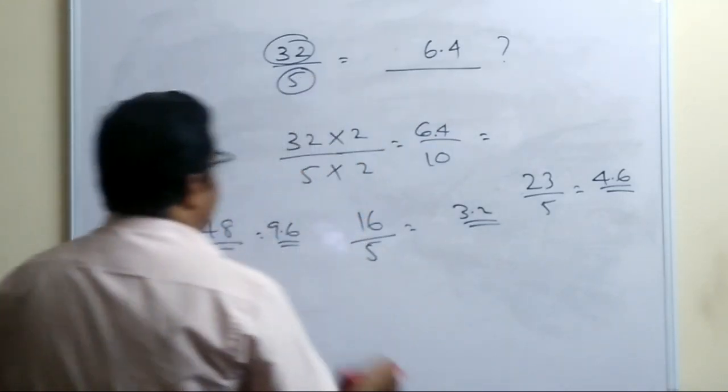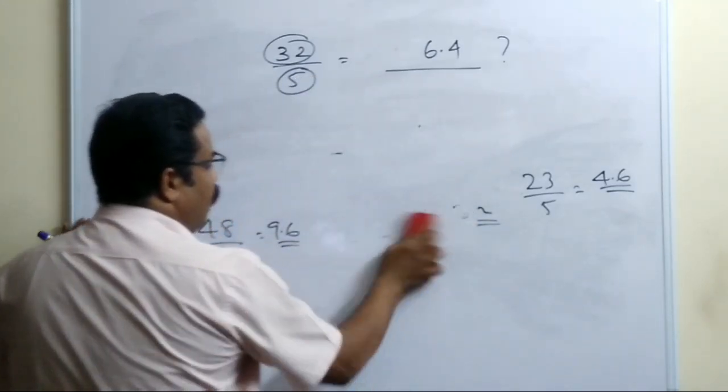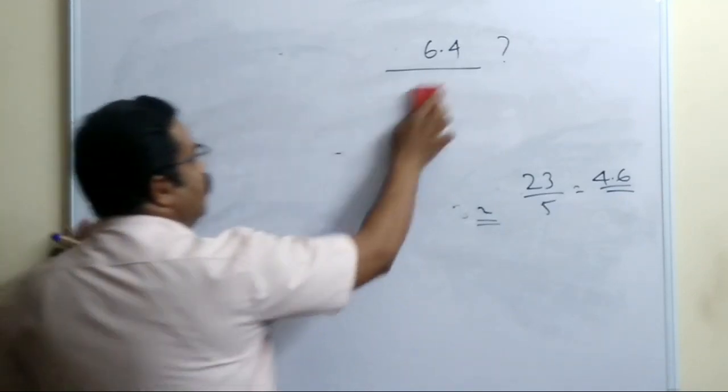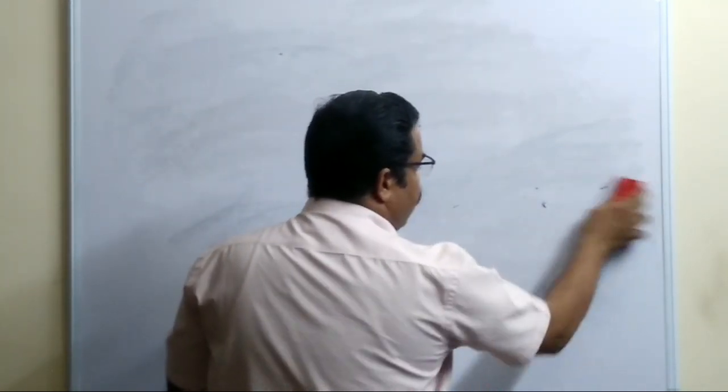So now let us take another example. The denominator number will be 25 now. Instead of 5, what will happen if the denominator is 25?